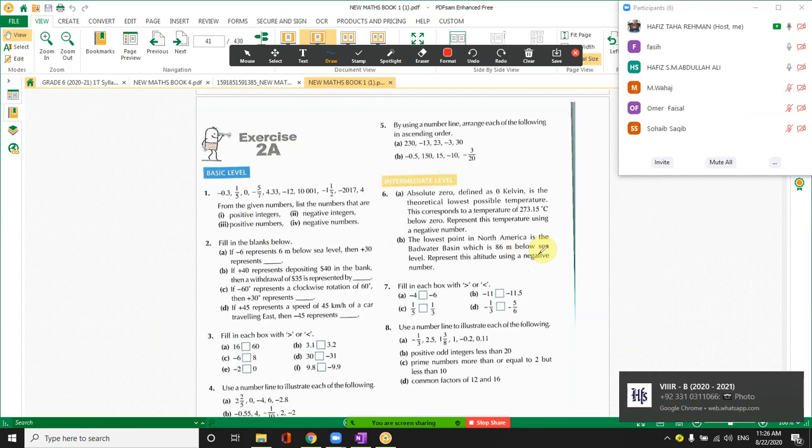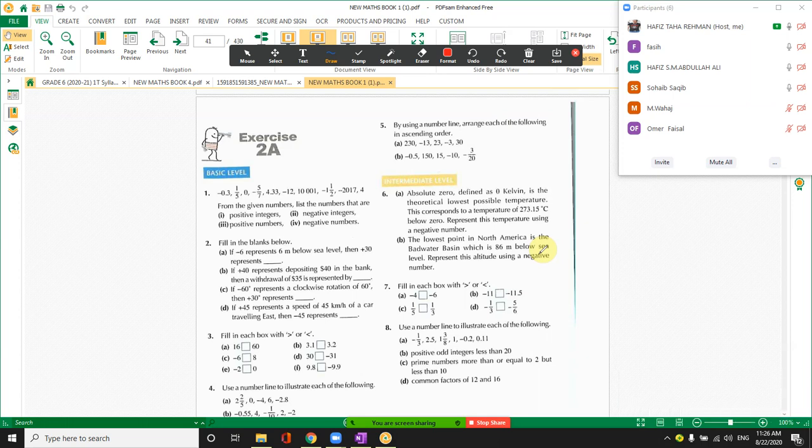Question number 7. Fill in each box with greater than or less than sign. So, Fasi, starting from you. Minus 4, minus 6. Which value is greater? Minus 4. Very good. So, we should make this sign.